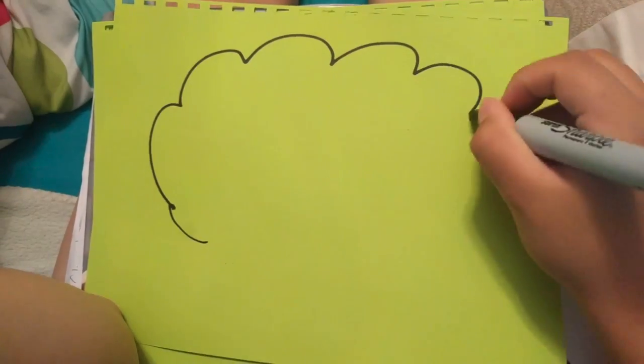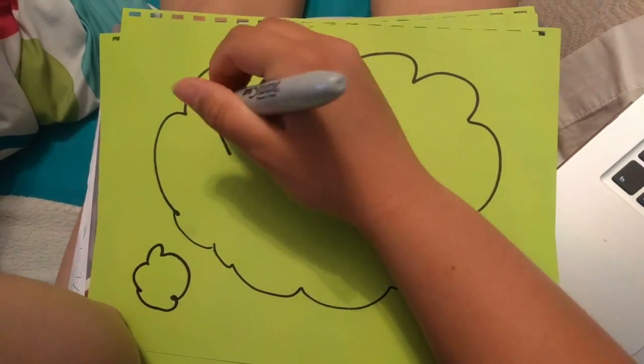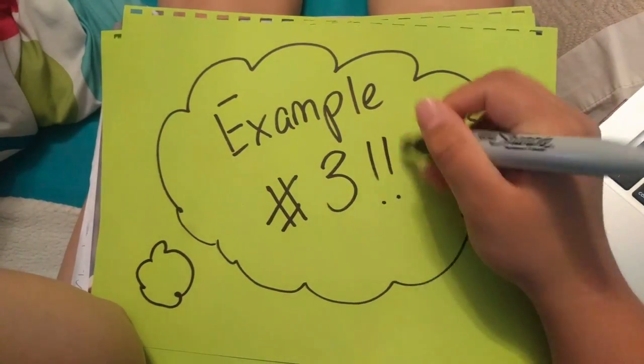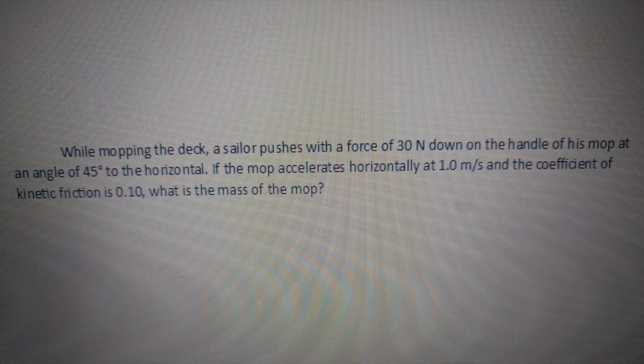Don't worry, dynamics doesn't stop there. Now we get to see how angles affect an object in example problem number 3. It states, while mopping the deck, a sailor pushes with a force of 30 newtons down on the handle of his mop at an angle of 45 degrees to the horizontal. If the mop accelerates horizontally at 1.0 meters per second squared and the coefficient of kinetic friction is 0.1, what is the mass of the mop?